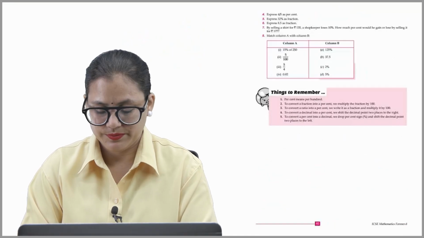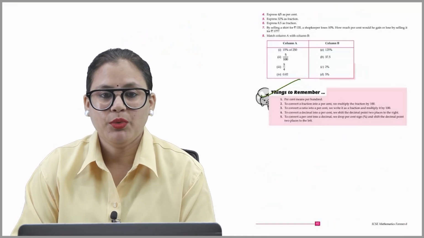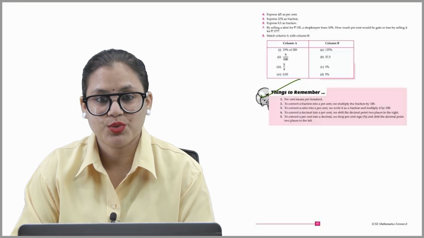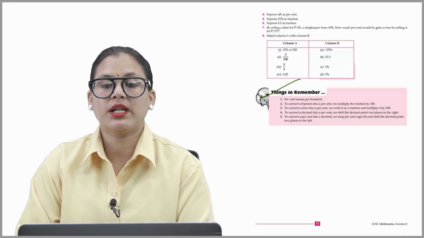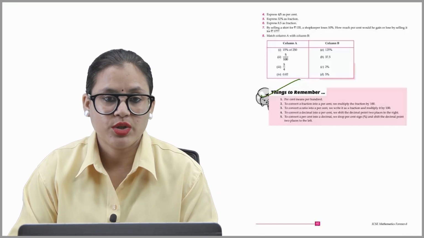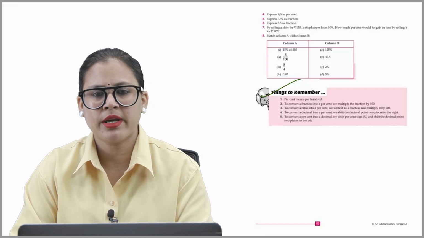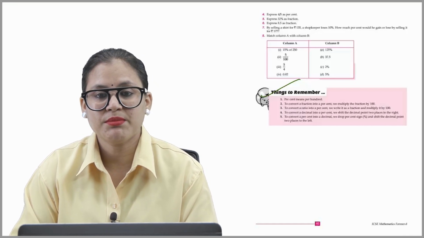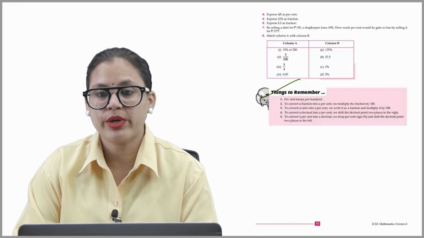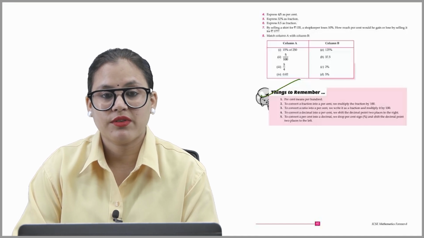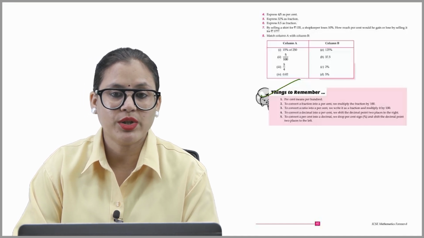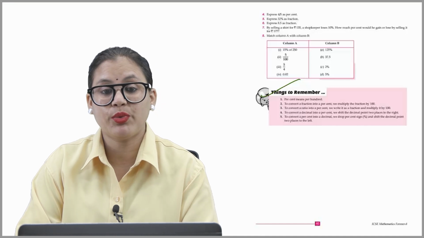Things to remember. Number 1, percent means per 100. 2, to convert a fraction into a percent, we multiply the fraction by 100. 3, to convert a ratio into a percent, we write it as a fraction and multiply it by 100. 4, to convert a decimal into a percent, we shift the decimal point 2 places to the right. 5, to convert a percent into a decimal, we drop the percent sign and shift the decimal point 2 places to the left.